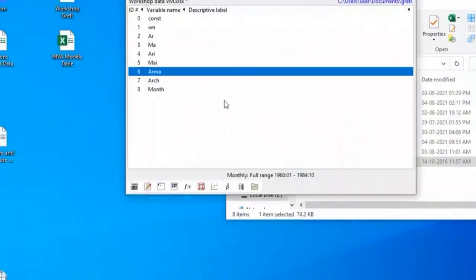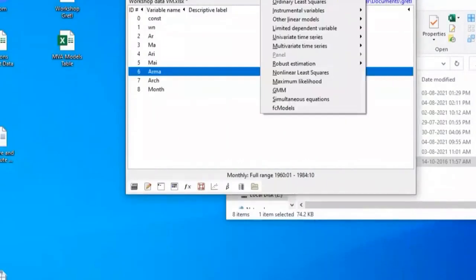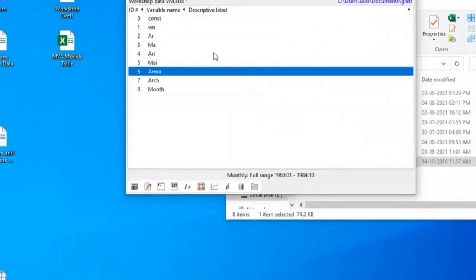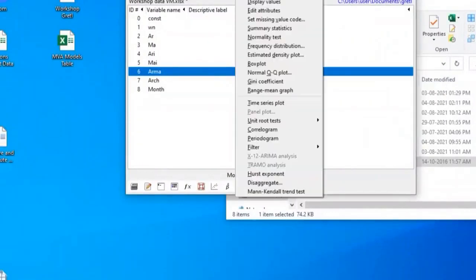Now to get the automatic ARIMA model, we go to Model, Univariate time series, and here we have the automatic ARIMA. Okay. Now one more thing I shall show you for this one. If we go to the variable, can you see this X12 ARIMA analysis? Can you see this one?